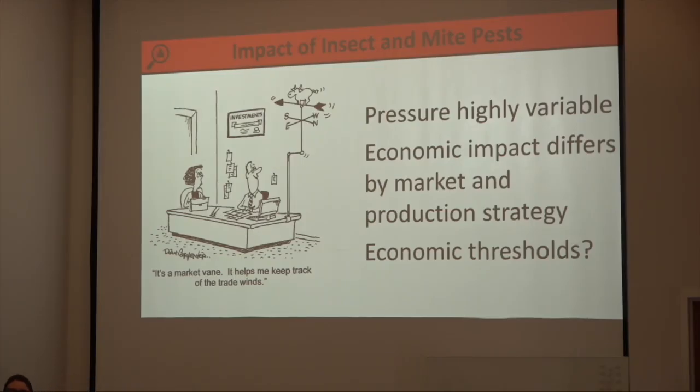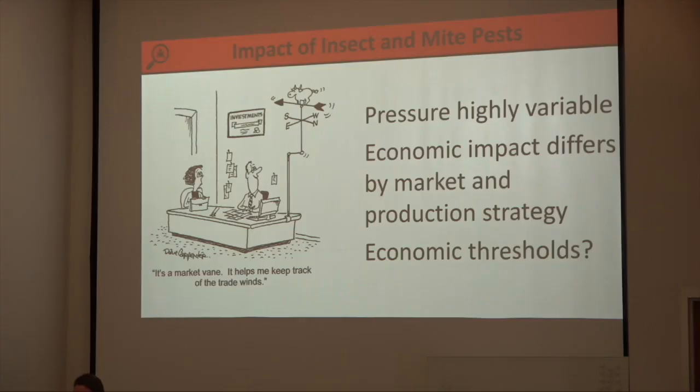The pressure can be really variable, and we'll talk a little bit about spider mites. That's one of the ones that swings fast, so it's really important to monitor. I'll get to that. But also the economic impacts of these organisms can really vary depending on your market strategy and how you're producing the crop.